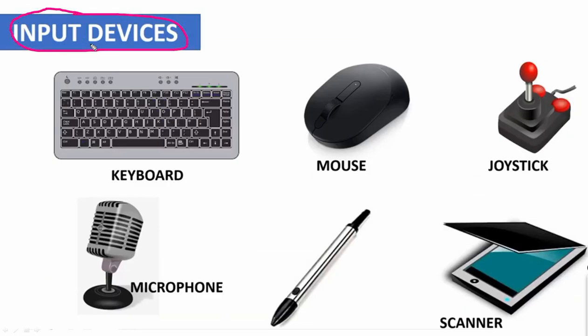Basically, the input is the information or instruction given to the computer, and the devices which we use to give the instructions or information to the computer, we call input devices. Now we are going to see some different input devices of a computer. The first one is the keyboard. The keyboard and mouse are the basic input devices of a computer.